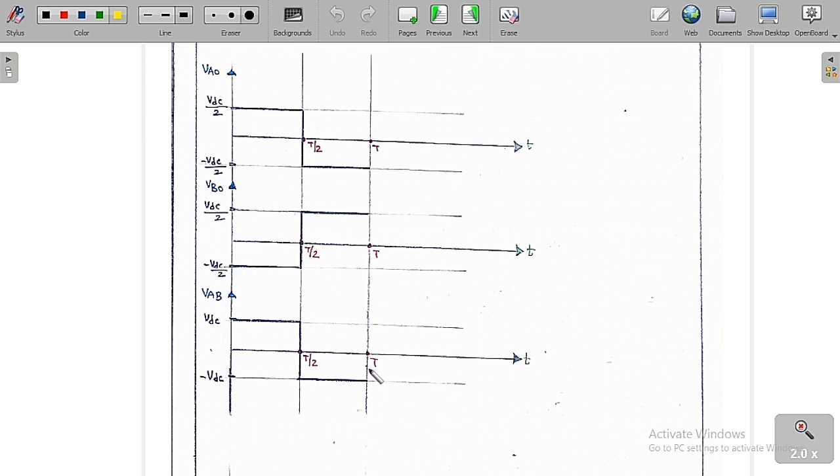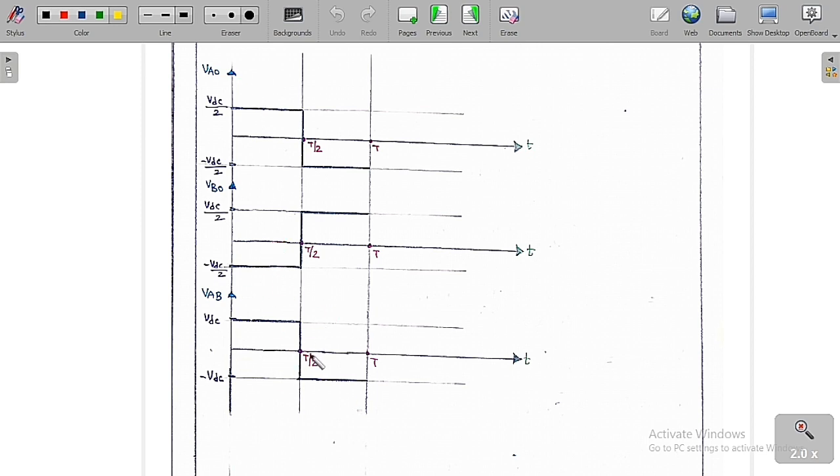When S3 and S4 are on, then V0 of t, or simply VAB, is equal to minus VDC. Whereas VA0 is equal to minus VDC by 2 and VB0 is equal to plus VDC by 2. The output voltage is VAB equal to VA0 minus VB0. If you do the subtraction of these two graphs, VA0 minus VB0, we get this graph.